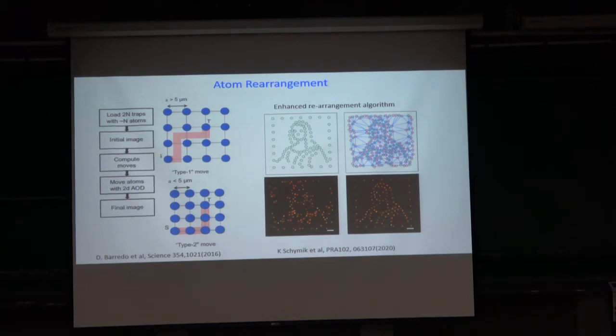You need to use some kind of algorithm to calculate how many moves you need to move the atoms to the desired pattern. Here, it's a Mona Lisa smile. Starting from this, you can prepare a pattern like this.